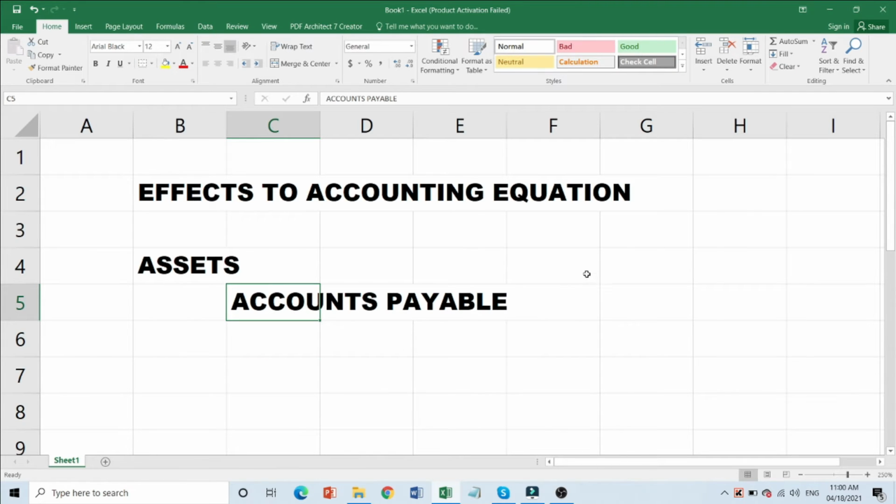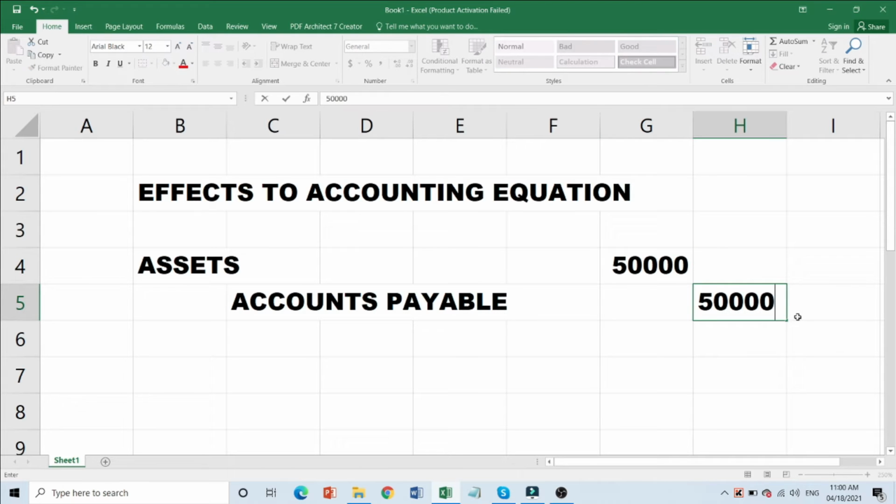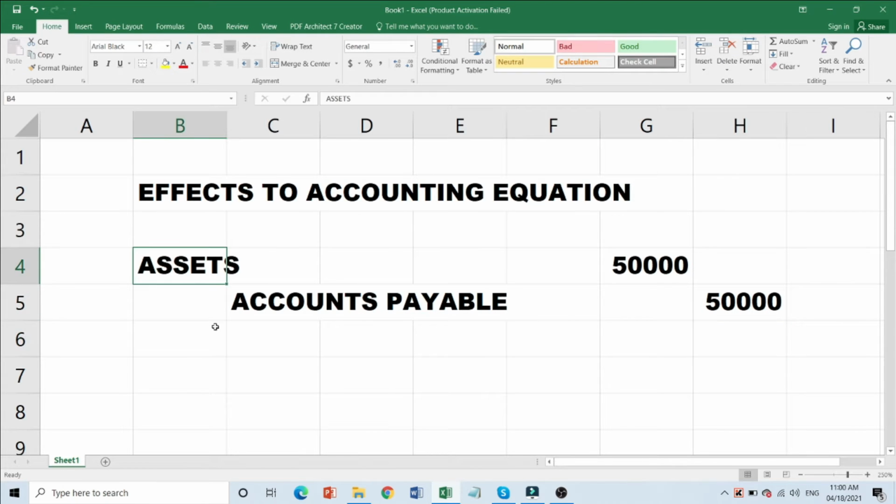The normal balance, let's say this is amounting to 50,000. Yan. Since ang normal balance ni assets ay debit at nag-debit tayo kay assets, so nag-increase siya ng 50,000. Accounts payable or liability has a normal balance of credit, and since inilagay natin siya sa credit, so nag-increase siya by 50,000. Going back to the accounting equation, which is assets equals liabilities plus equity.